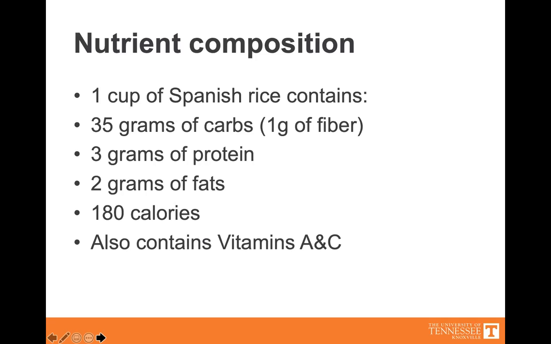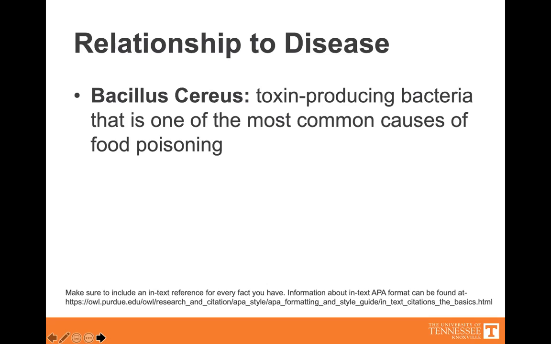Here we have the nutrient composition of 1 cup of Spanish rice. It contains 35 grams of carbs, 3 grams of protein, 2 grams of fat, 180 calories, and also contains some vitamin A and vitamin C. Relationship to disease. Bacillus cereus is a toxin-producing bacteria which is solely found in rice. It is one of the most common causes of food poisoning.